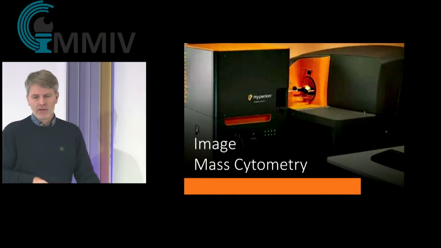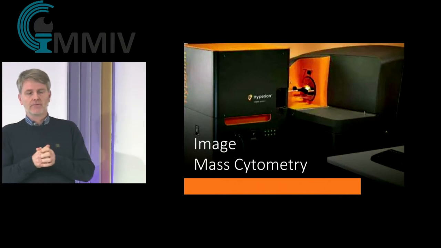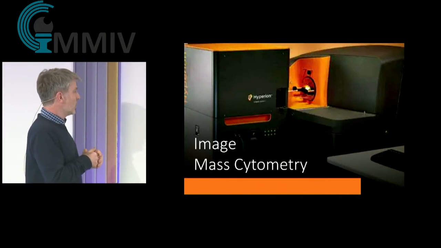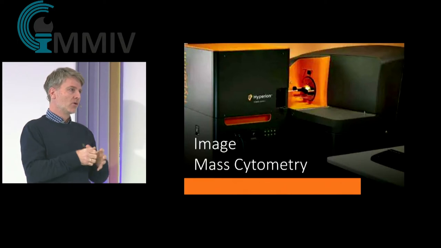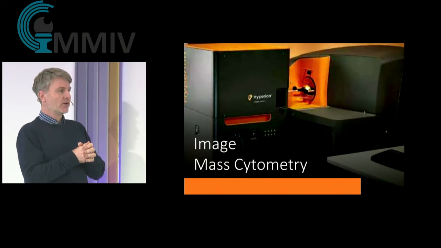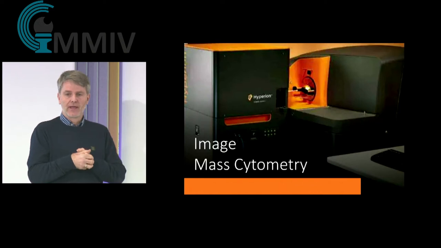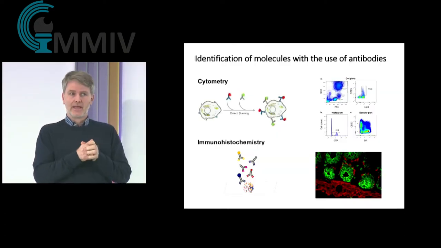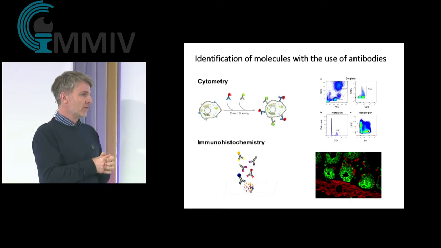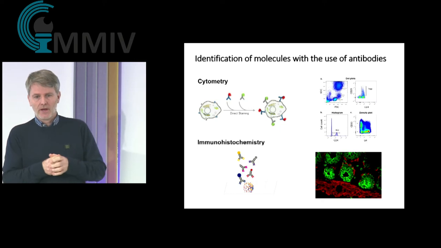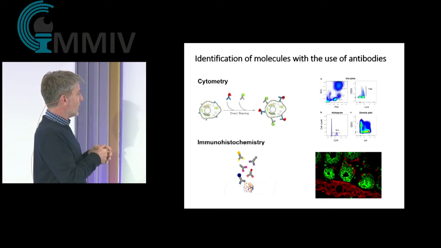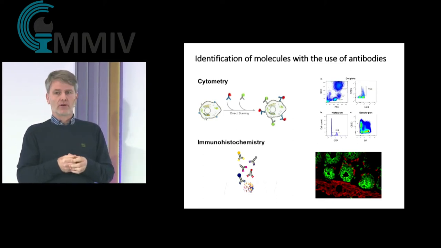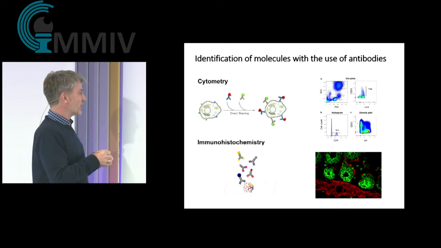So this is the instrument. It is a mass spectrometer, actually. But the technology up front, how we make all the sample preparation, is actually based on flow cytometry or immunohistochemistry. Immunohistochemistry and flow are antibody-based recognition of the molecules of interest. In cytometry, you look at single-cell parameters, and you use the antibody that you have conjugated with the fluorophore, because you need to identify the different antibodies that you have connected to the cell.